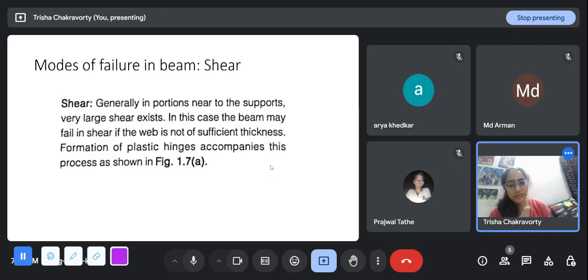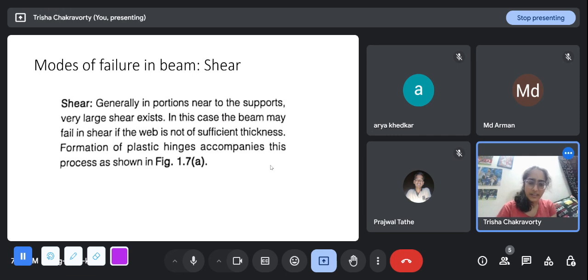Then there is shear that we are used to. Generally, in portions near the support, very large shear exists. You know that from concrete structures as well. For simply supported beams, shear is most critical at the supports, and bending is most critical near the center. In this case, the beam may fail in shear if the web is not of sufficient thickness.